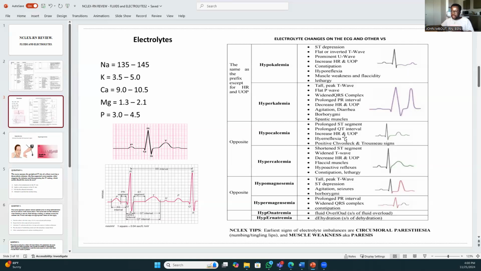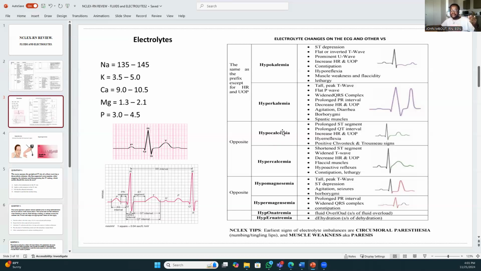ST depression: the ST segment here is normal, but what happened? It goes down, it is depressed, everything is down. Hyporeflexia, muscle weakness, lethargy. So when you're selecting, it comes in multiple choice. Look at everything that's going down and select those, except for the heart rate and urine output.